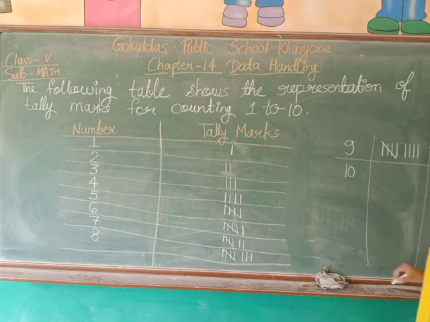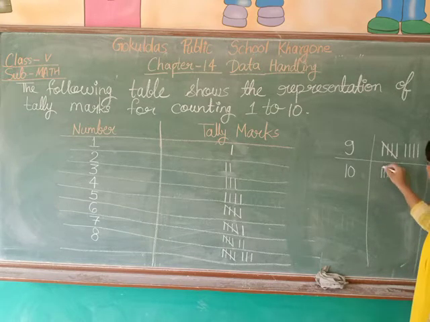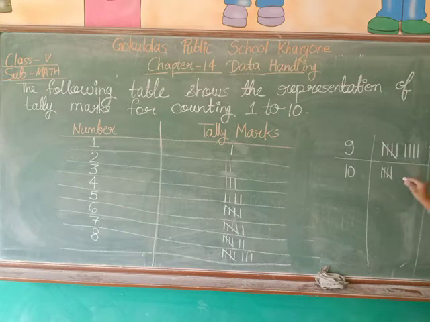And for representing 10, what will we use? 1, 2, 3, 4, 5. One group of 5 has completed. Then 6, 7, 8, 9 and 10. It is another group of 5 sticks.